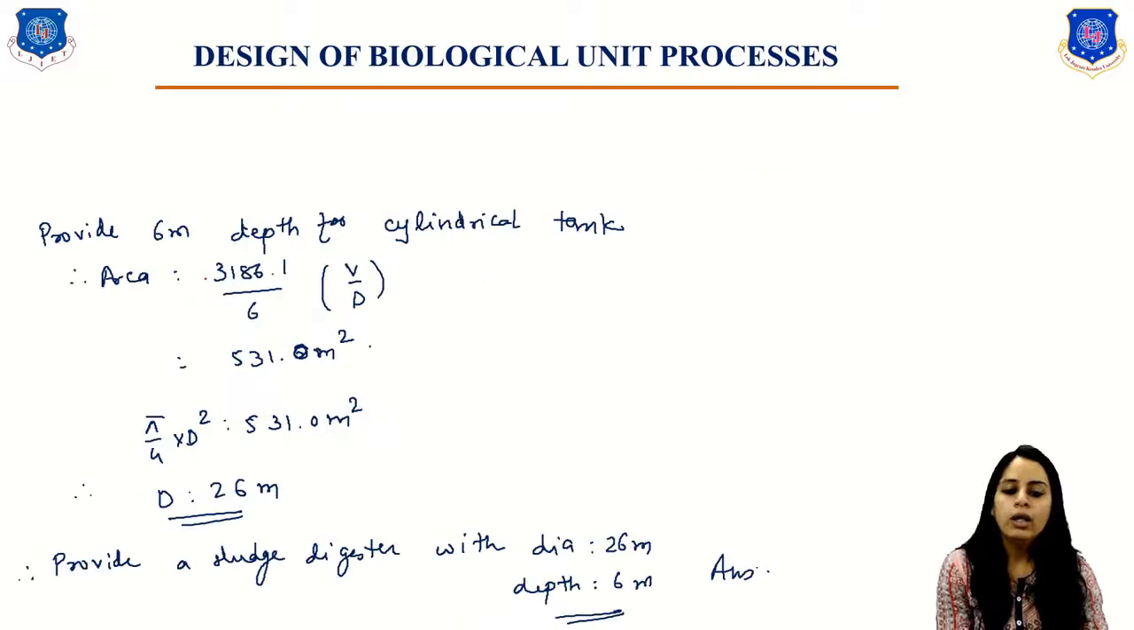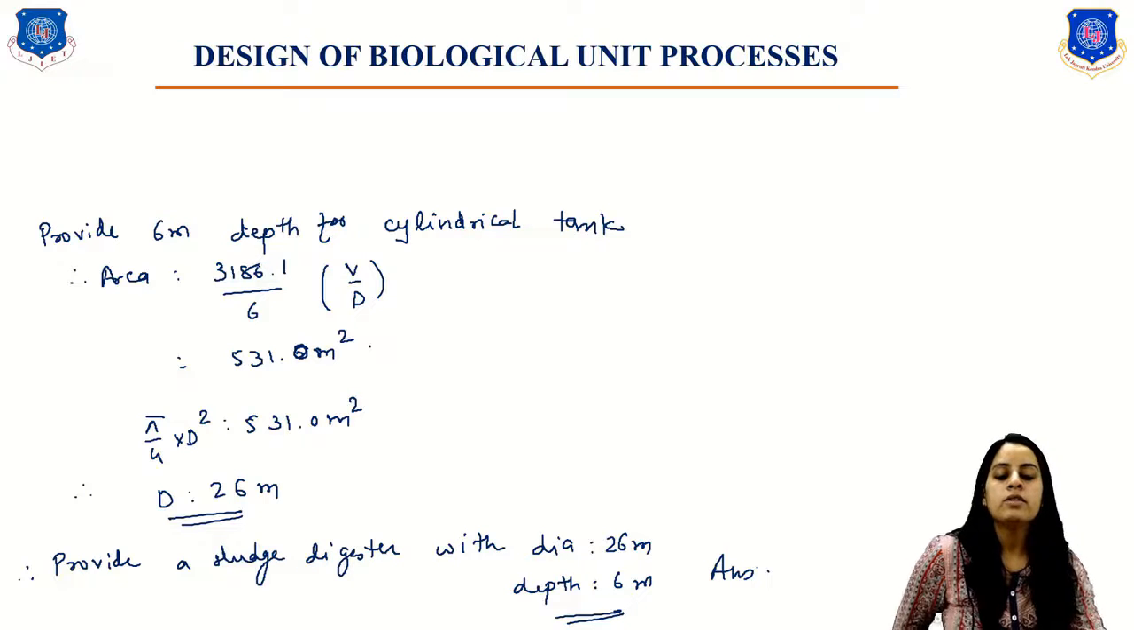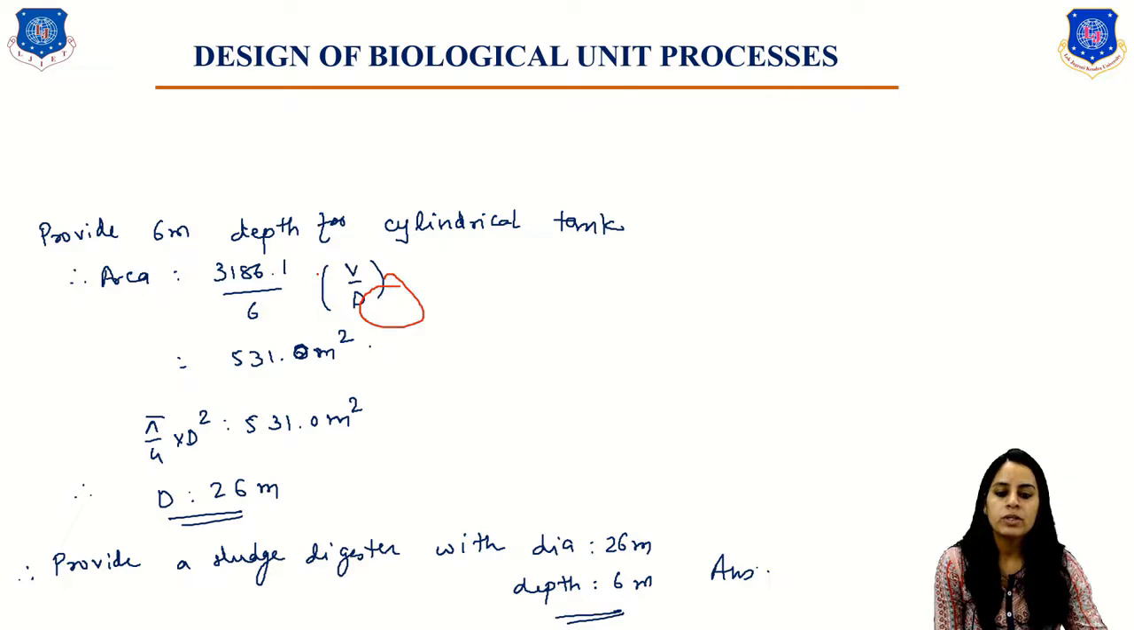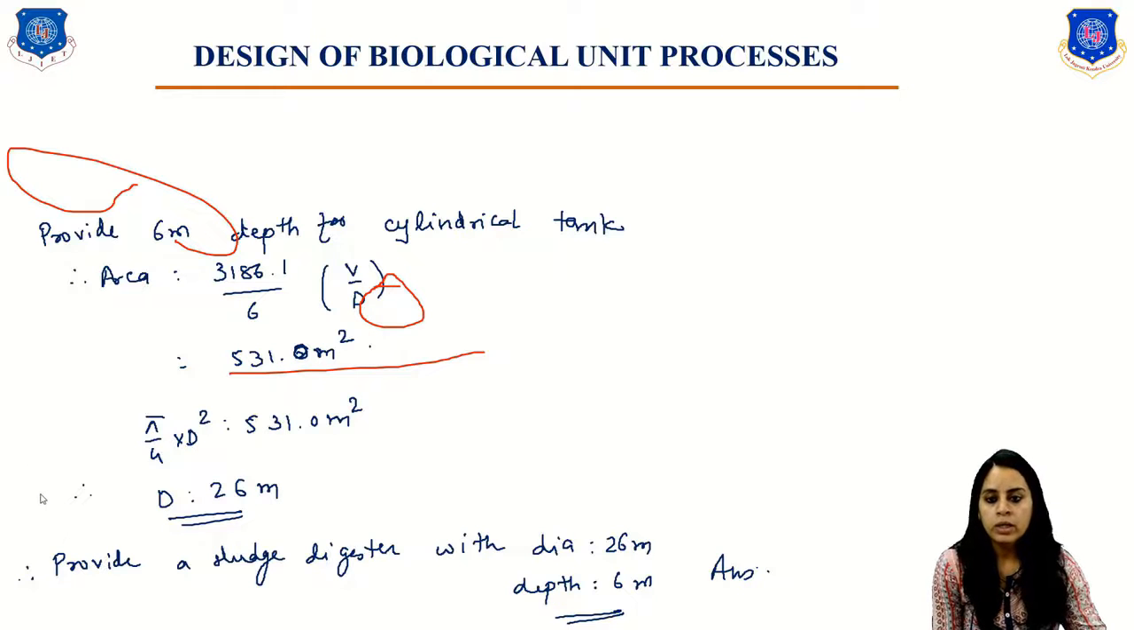Now they provide a 6 meter depth for the cylindrical tank. So the area is equal to V by D. V is 3186.1 divided by depth, which is 6. We provide a 6 meter depth. Area is equal to 531.0 meter square.